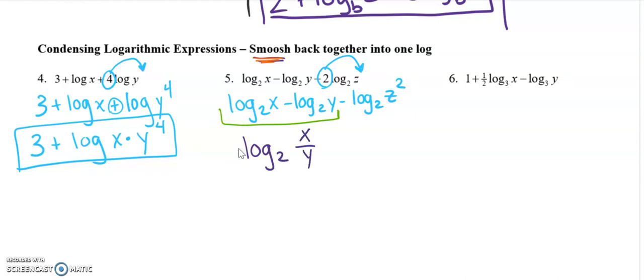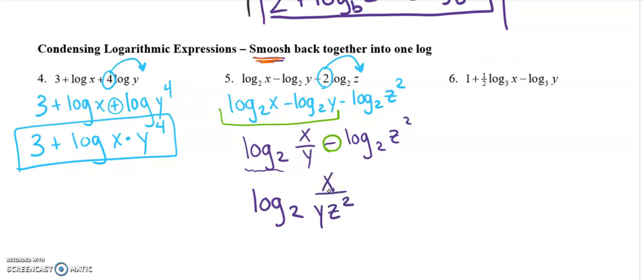Again, when you're smushing it back together, when you're condensing it, you lose a log. So these two individual logs get put back together with just one log, and then the x and the y are divided because we had subtraction. Minus log base 2 of z squared. Again, we have subtraction, so we're going to divide. Now, I don't want to make it crazy complicated with division and having to create a complex fraction. The z squared, since we're dividing, will end up in the denominator. So I'll have x over y z to the second power.